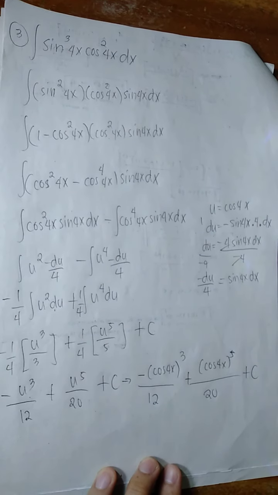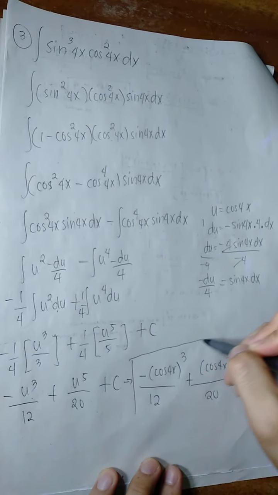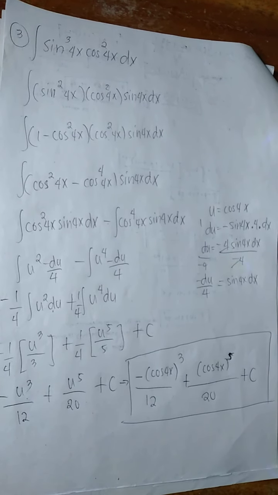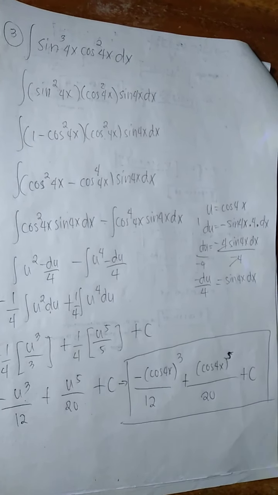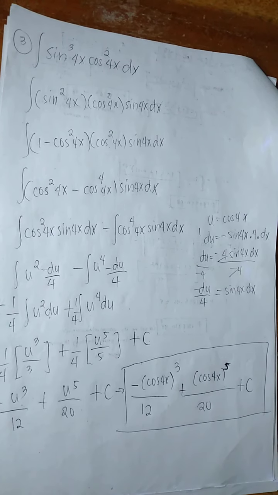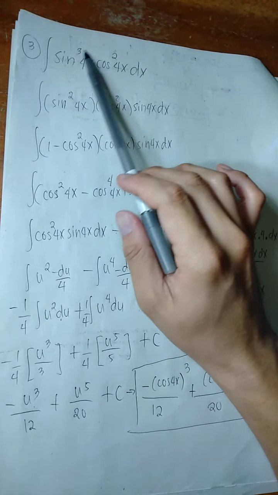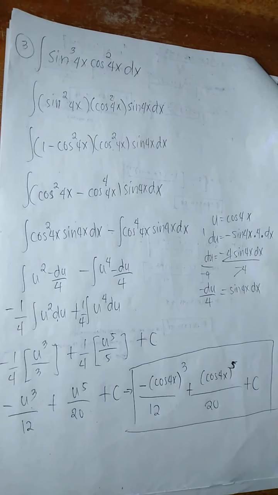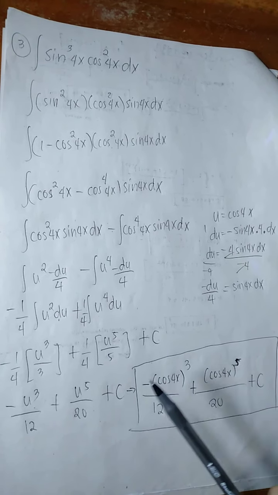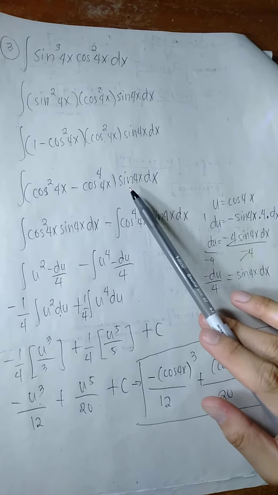And this will be our final answer. Of course, it is very crucial that we identify which category it will fall under. In this case, the sine has a power that is positive and an integer. So the transformation we used is sine squared u is equals to 1 minus cosine squared u. Then after that, it is simple.